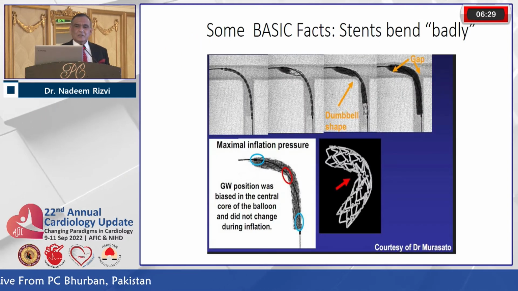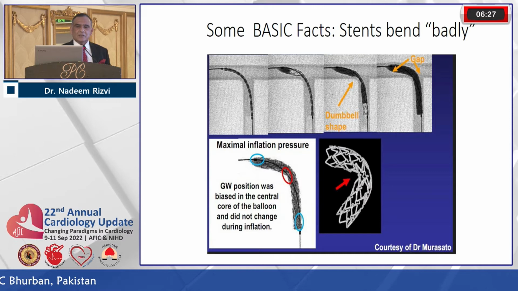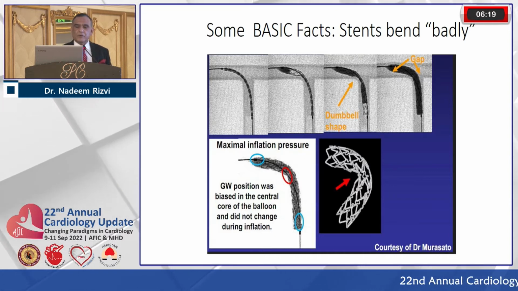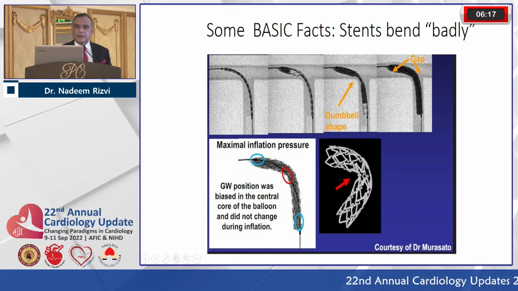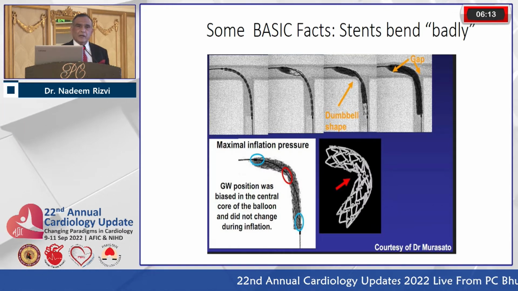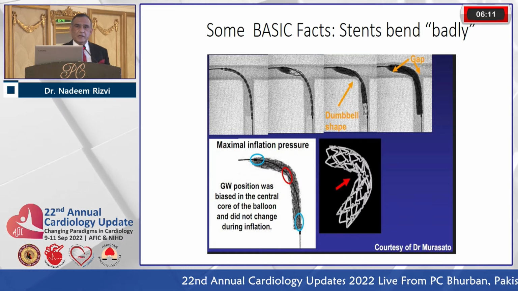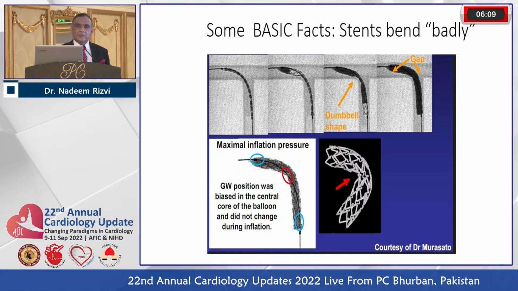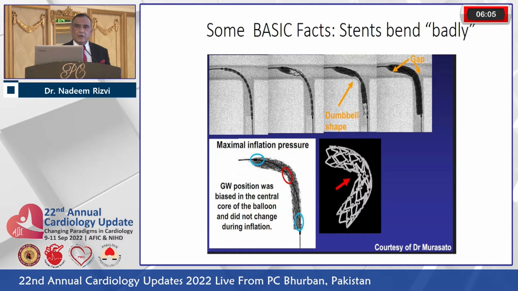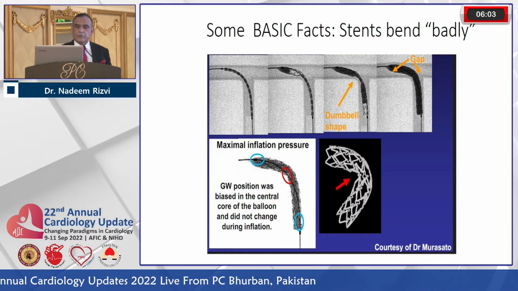Okay, stents, this is a basic fact. Stents bend badly. So if you bend something which is metallic, whether it's chromium, platinum, whatever, it will, and this is the reason why. The guide wire, which guide wire you use, the guide wire bias. If you're using a stent in a circumflex, left main circumflex, using a BMW is not the same as using a Pilot or a Workhorse.